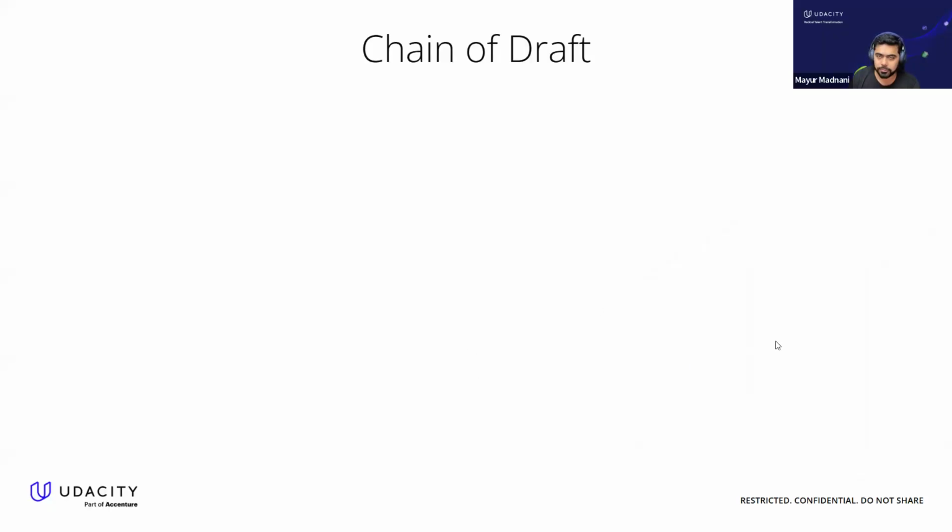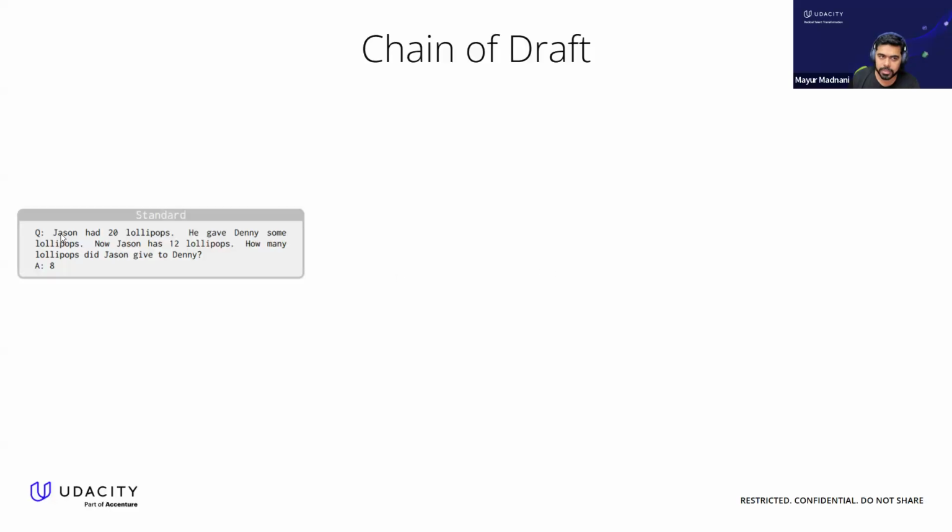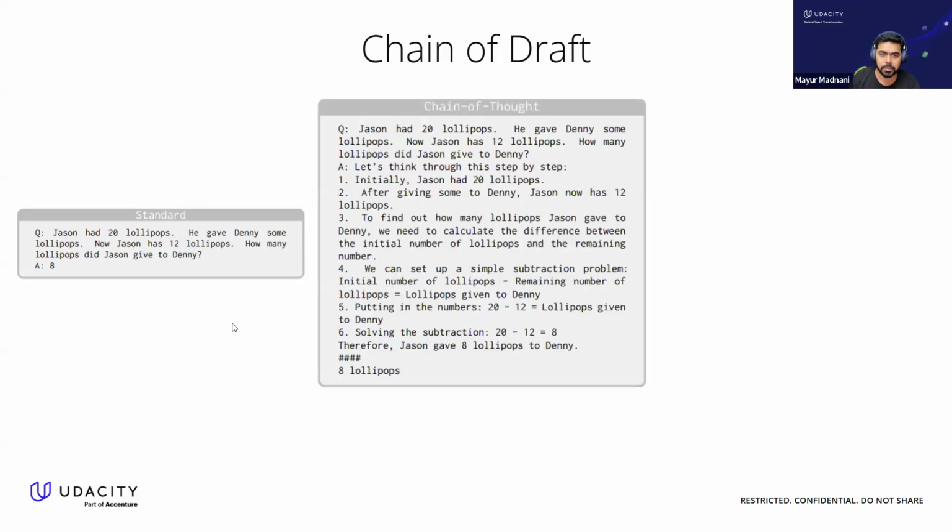So we looked at chain of thought, but I also mentioned that may not be the right or the most optimal way. And we look at why. So maybe I have this question where Jason has 20 lollipops. He gave Denny some lollipops, and now Jason has 12, right? How many lollipops does Jason give to Denny? So in a way, the answer is already there in the question, but how would generative AI models work? They may not give you the right answers. So they could or they could not, right?